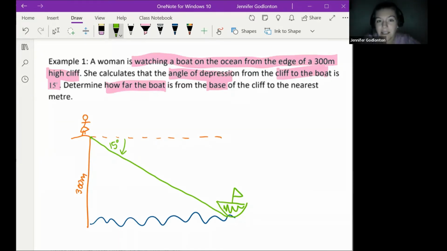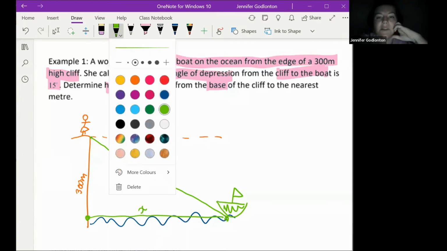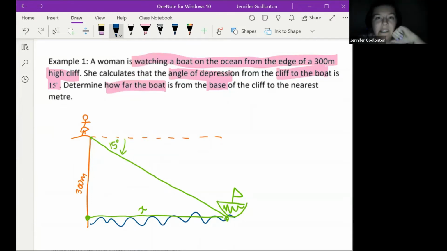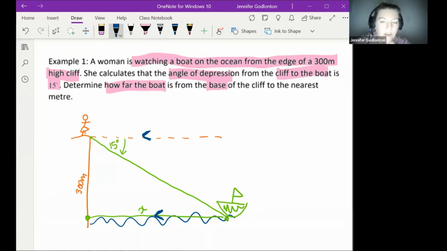They are now asking us what is the distance between the base of the cliff and the boat. So we are trying to find out this. Now, there's some important things we need to take from this. The first thing is that when we deal with angles of elevation or depression, this line is always going to be parallel to that line. Okay, now when we have parallel lines involved, who can tell me what would be useful in this situation? Think about your geometry.